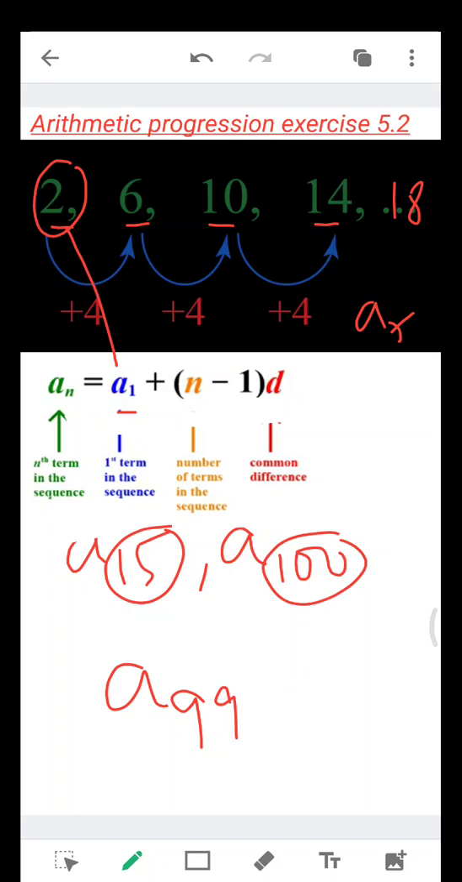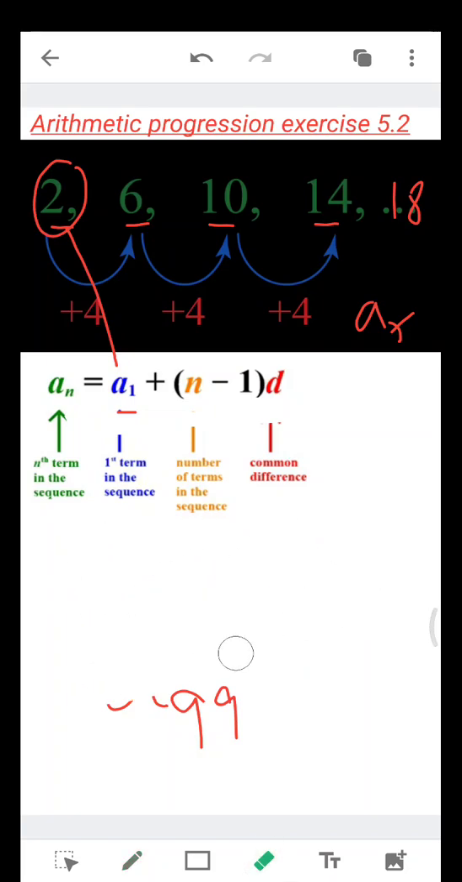If you are finding the 15th term, I'll show you how to find one of the terms from this. We'll do an example and understand this problem. N will be the number of terms, and d will be the common difference. What is the common difference in this? The common difference is 4.